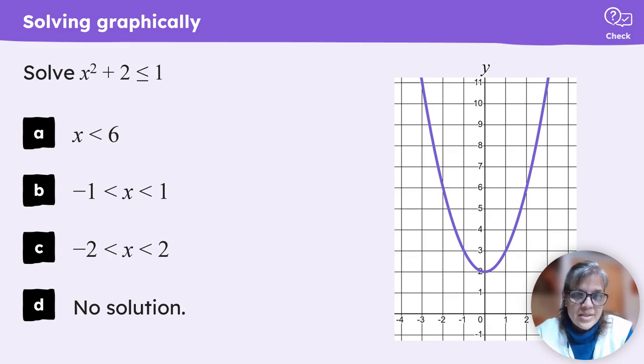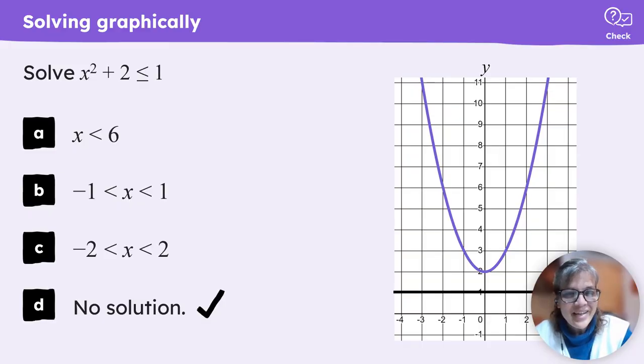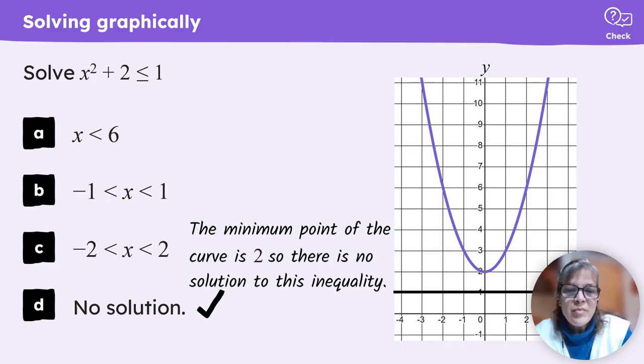Okay, same graph, but what if I say less than or equal to 1? What would be your answer here? Pause the video, pick an answer. The answer here would be no solution. The minimum point of the curve is 2, so there would be no solution to this inequality. There is no place where x squared plus 2 is less than or equal to 1.